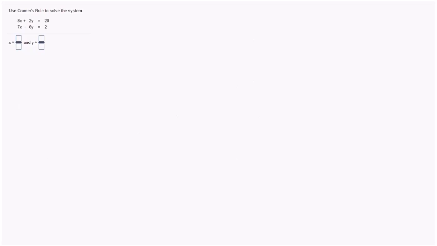And then they wanted you, did they just want dx over d for x? Like that? I believe so. They just wanted the matrices. So you would take, what would it be? 20 and 2 over, what's the next one? 2 and -6 on the top line, and then on the bottom one you'd have your 8 and 2 and 7 and -6.